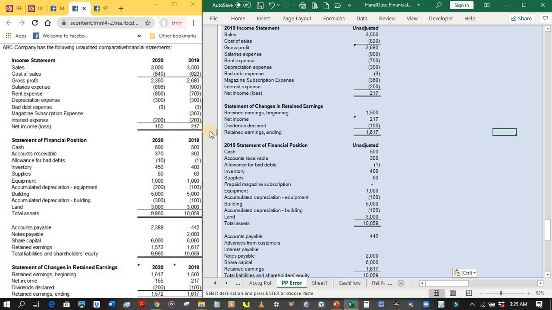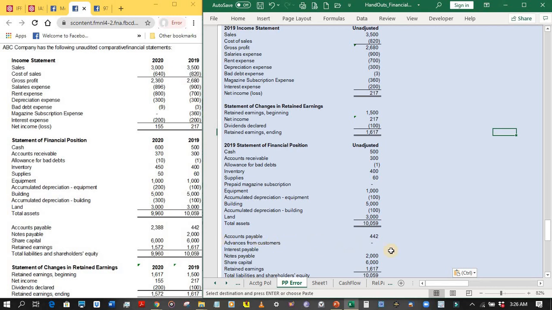So the net income is still at 217. The retained earnings ending is unadjusted at 1,617. Then the total assets is still unadjusted at 10,059 pesos. So everything is similar with the information in 2019. Of course, there are additional columns like prepaid magazine subscription, interest payable and advances from customers.